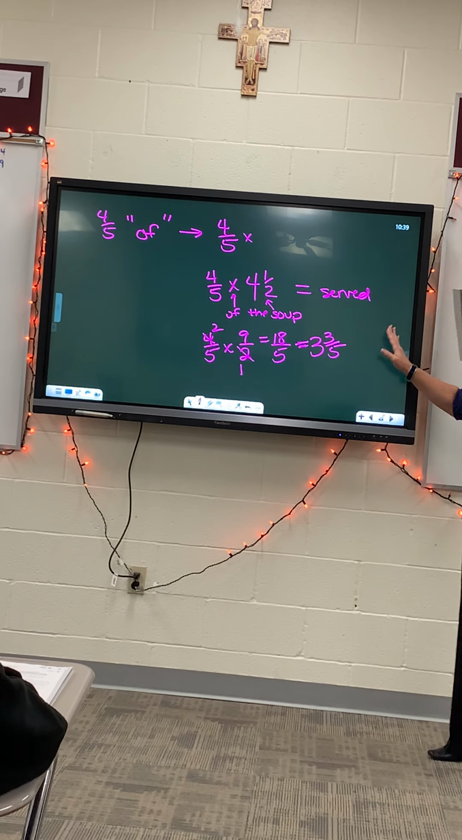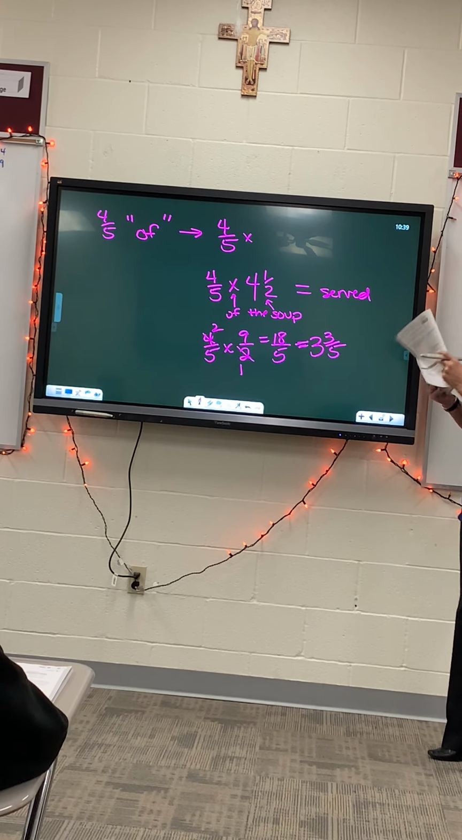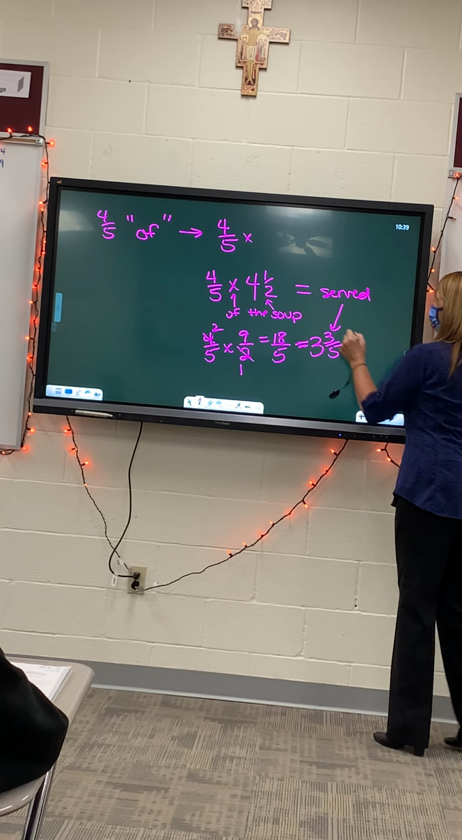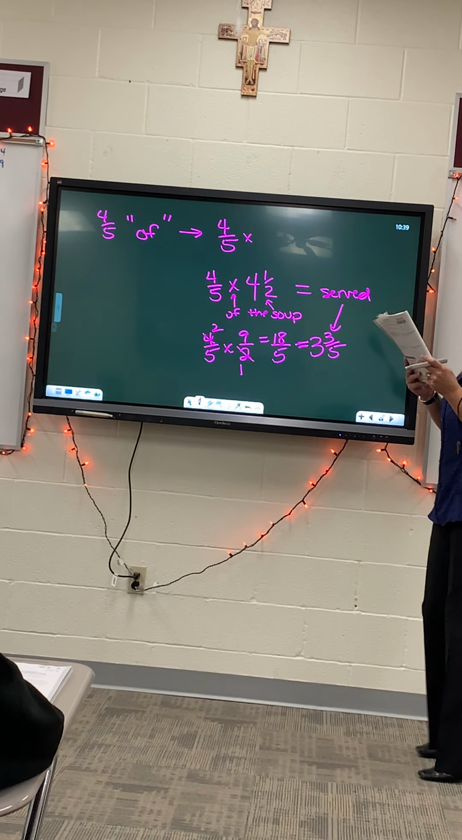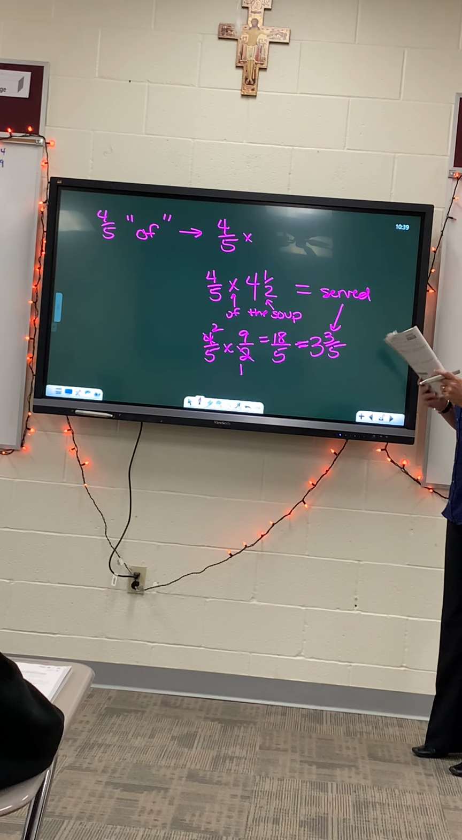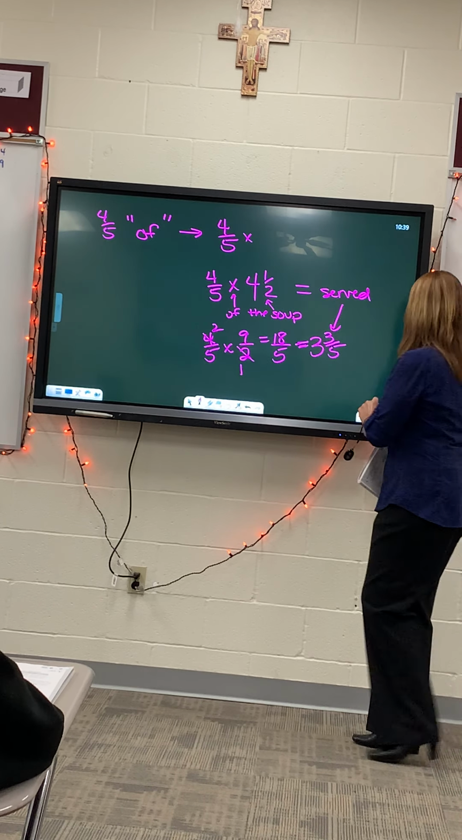So what did we just find? They served 4/5 of the soup to their friends. So this is what they served. Each serving is 3/5 of a quart. Now listen how I read that. 3/5 of a quart. It doesn't have the word of in it, does it? But it certainly makes sense to have it in there. So each serving is 3/5 of the quart.